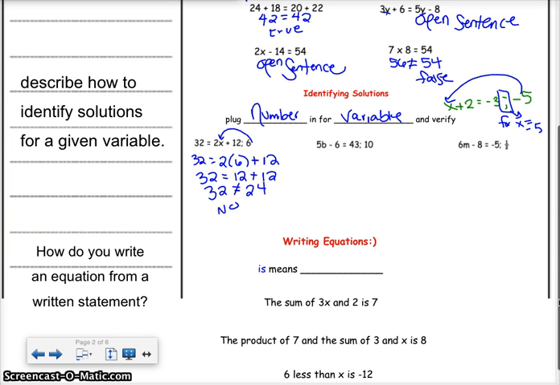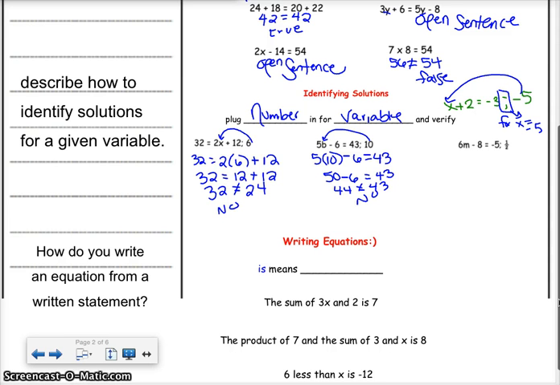Okay, so the next one, 5b minus 6 equals 43, semicolon 10. What am I plugging in for b? 10. So the 10 is going to go to the b. Now I want to know, does 5 times 10 minus 6 equal 43? 50 minus 6 equals 44. 44 does not equal 43. Nope. 10 is not a solution to this equation.